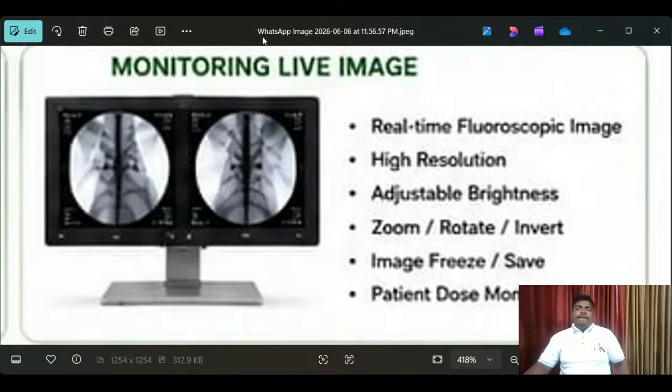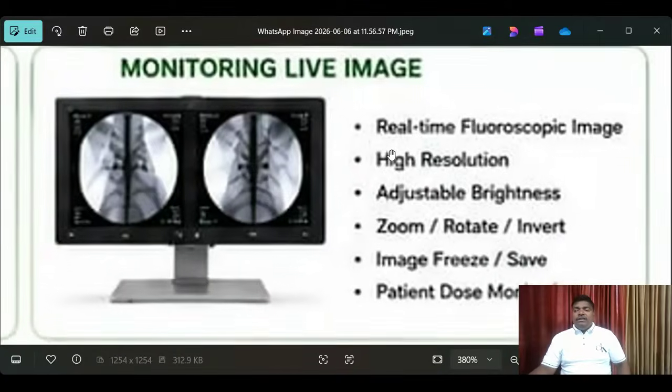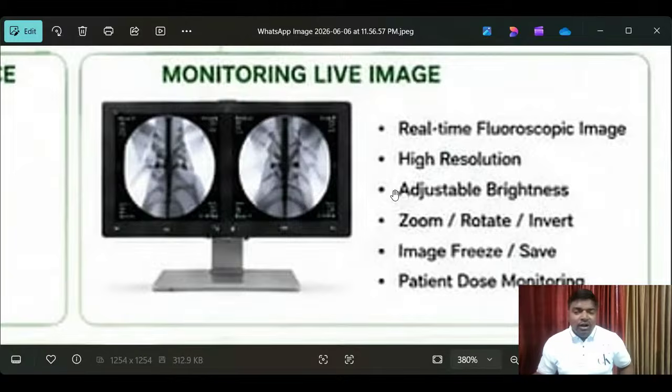Monitoring live image here: real-time fluoroscopic image, high resolution, adjustable brightness, zoom and rotate, invert image, freeze or save, and patient dose monitoring. See, these are all features. That is why technology has developed completely. That's why we can see everything happening in our body while doing the surgery. That is the importance of biomedical engineering services.